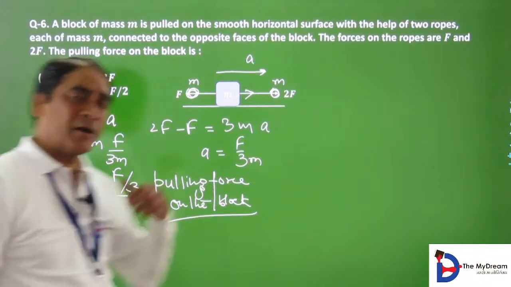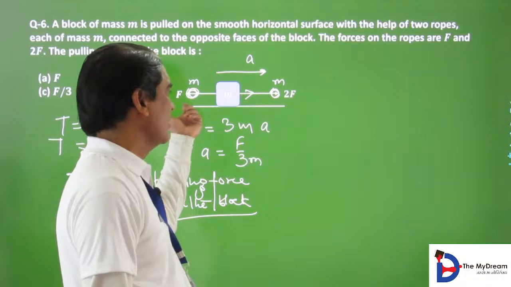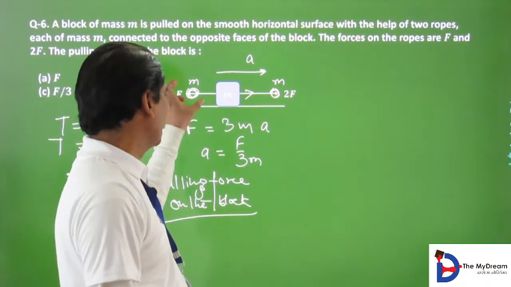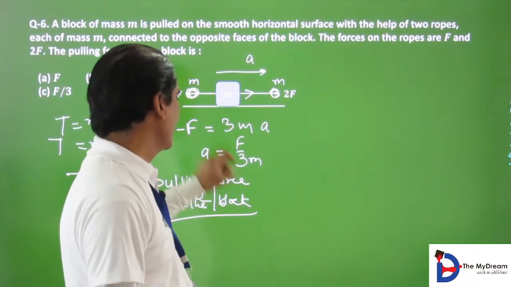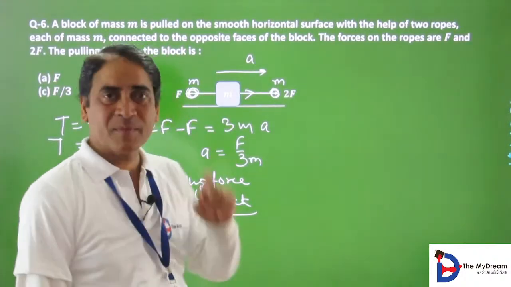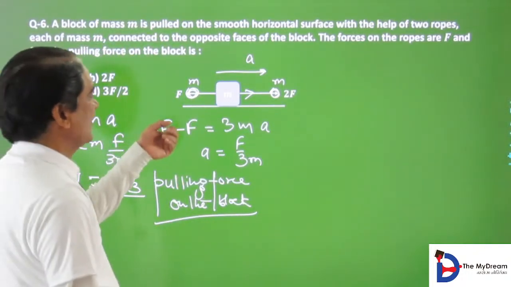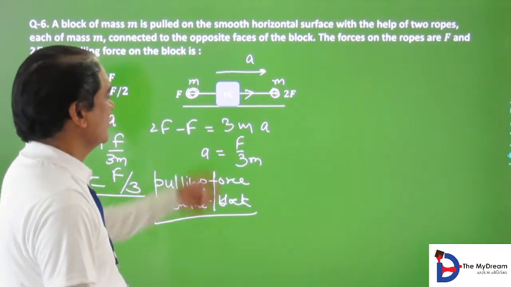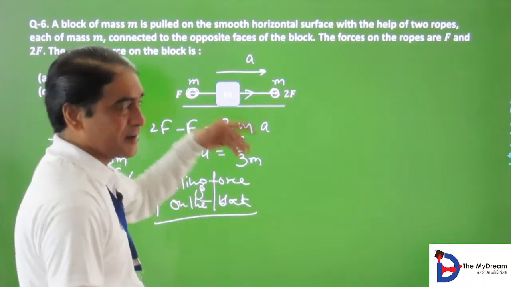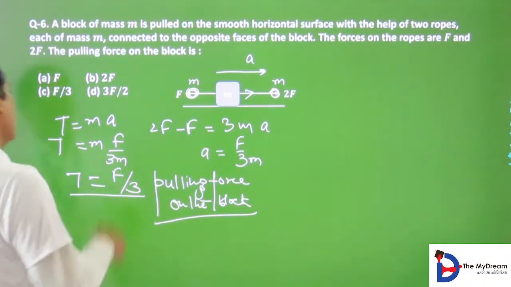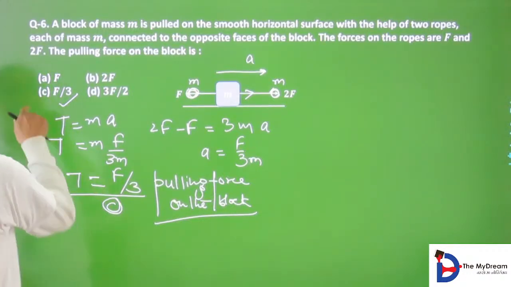First of all, you can find out the net force. The net force, this force is anti-parallel to this one. So 2F minus F, divided by the total mass of the system, that is thrice of m, and you can find out the acceleration of the system. Either the rope or the block, we are talking, the magnitude of the acceleration is same. So F by 3 is the correct answer. Option C is correct.